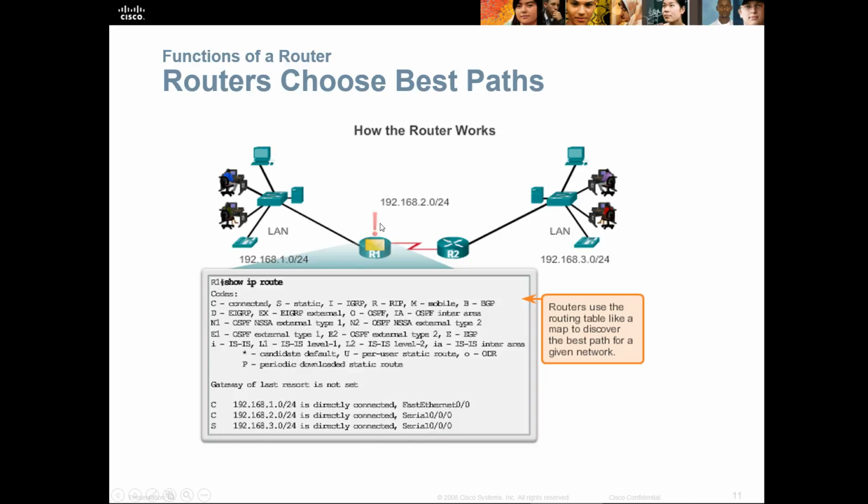So what will happen is a packet will come in on R1. It will look at this routing table, and it will go, oh, I need to go to 192.168.3.0. Send it out serial 0/0/0's interface. So it'll send it out that interface. R2 will get it, and R2 will know, oh, that's for me, and will route accordingly.